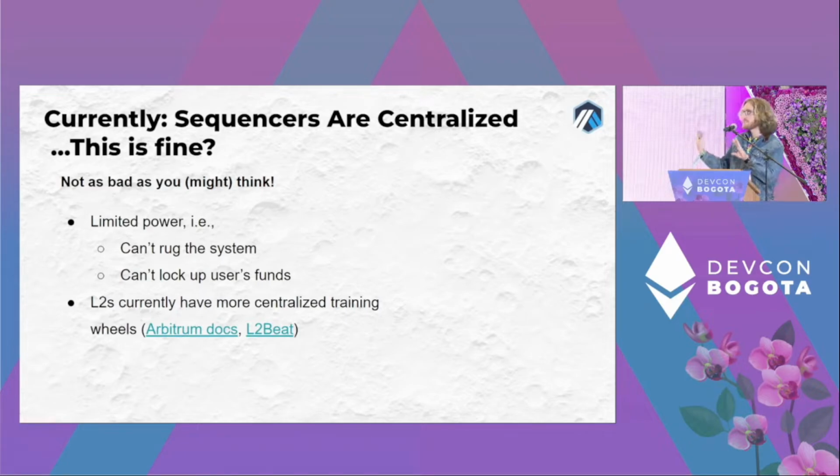The first thing is it might not be as bad as it initially appears, specifically centralized sequencers. I'm suddenly nervous someone's going to screenshot this slide. If you're going to screenshot this slide, screenshot the next one too. That's all I ask, okay? Because the next one is very important.